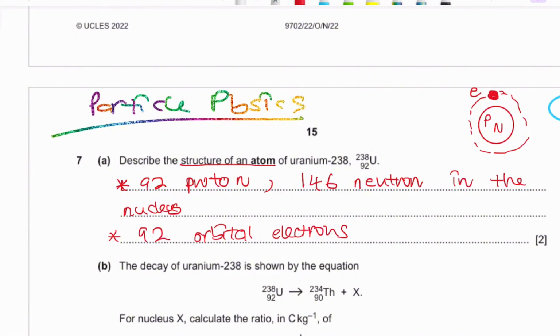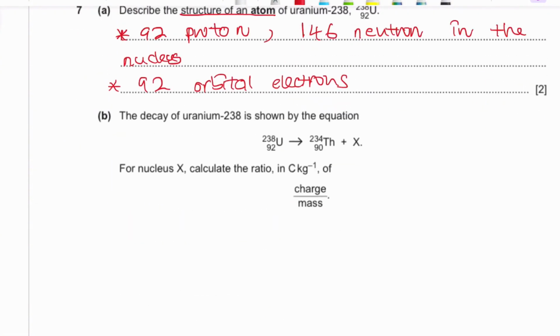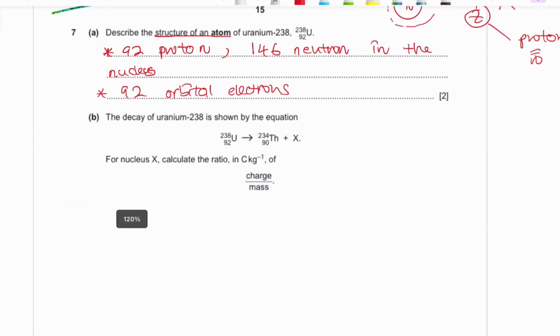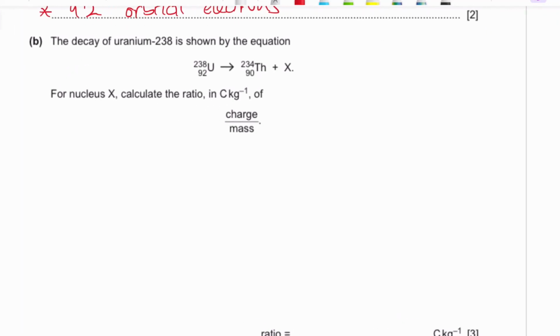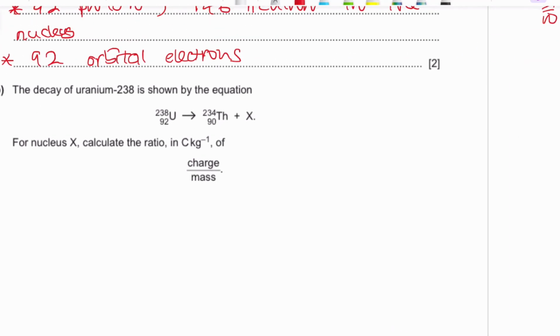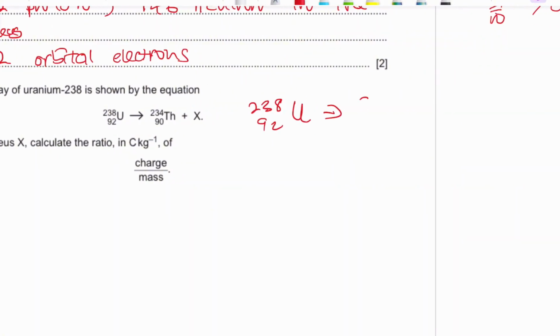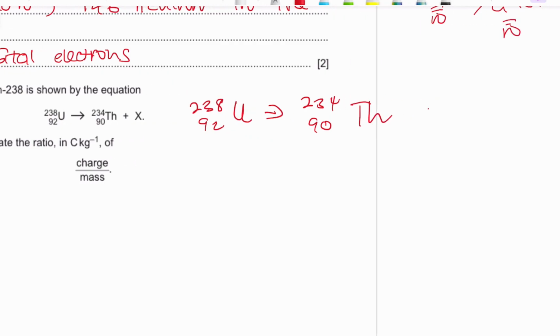We've been asked for part B and C. For nucleus X, calculate the charge to mass ratio in C kg to the power of -1. So this 238 of uranium with 92 is going to form 234-90 of thorium, but it has to form something else. There's 238, a decrease of 4, so there's going to be a 4 there, and a decrease of 2, so there's going to be a 2 there.